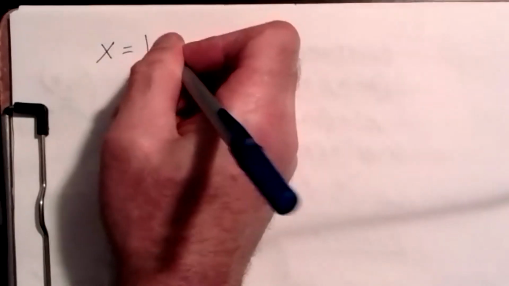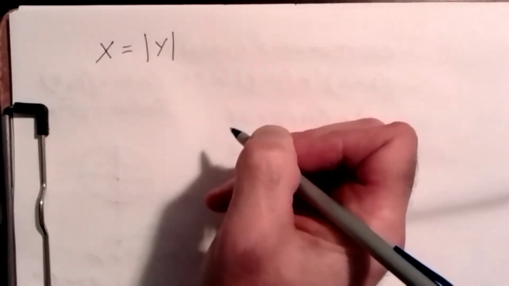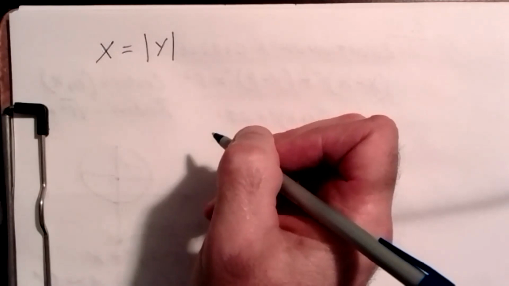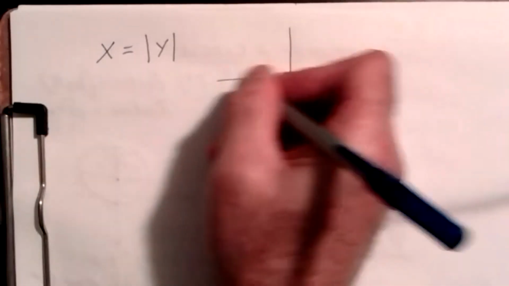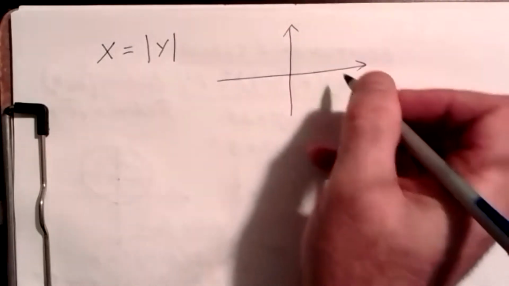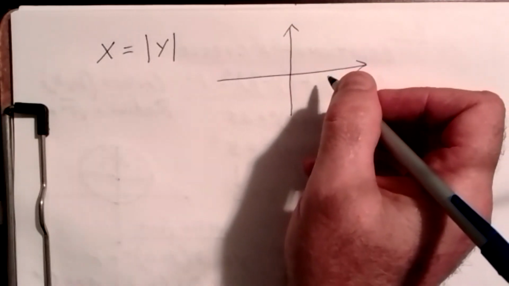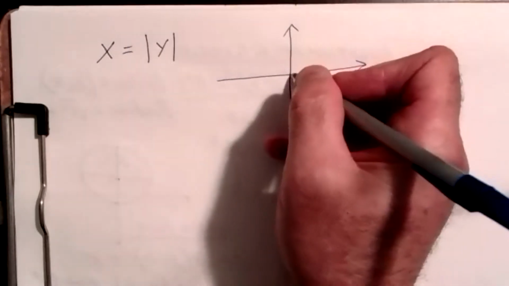Let's see here. What if we have the equation x is equal to the absolute value of y? Well, the graph of this is going to be a V-shaped graph, but this V-shaped graph is going to open to the right.